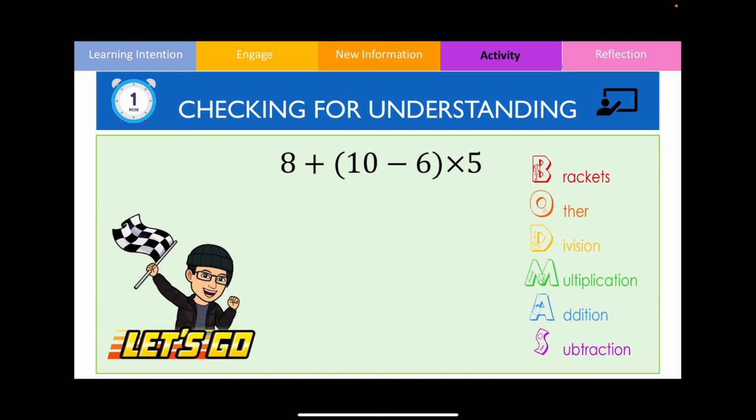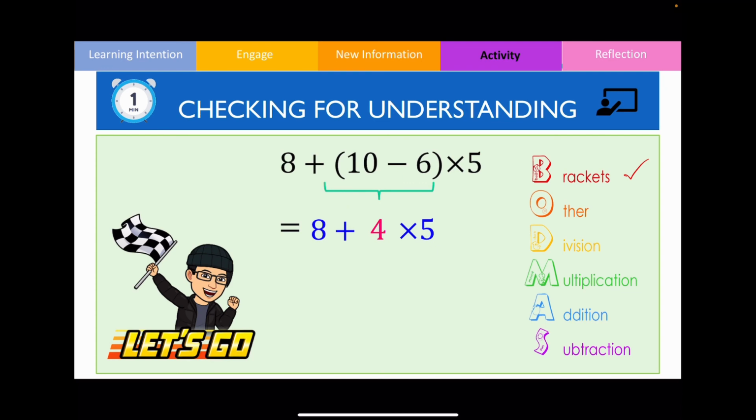Let's now go through the answer for this question. So this question reads 8 plus bracket 10 minus 6 close bracket multiplied by 5. In this particular question, we've got brackets, so we should therefore be answering the things inside the brackets first. So 10 minus 6 in this question is equal to 4, and therefore I'm just going to drag everything down.